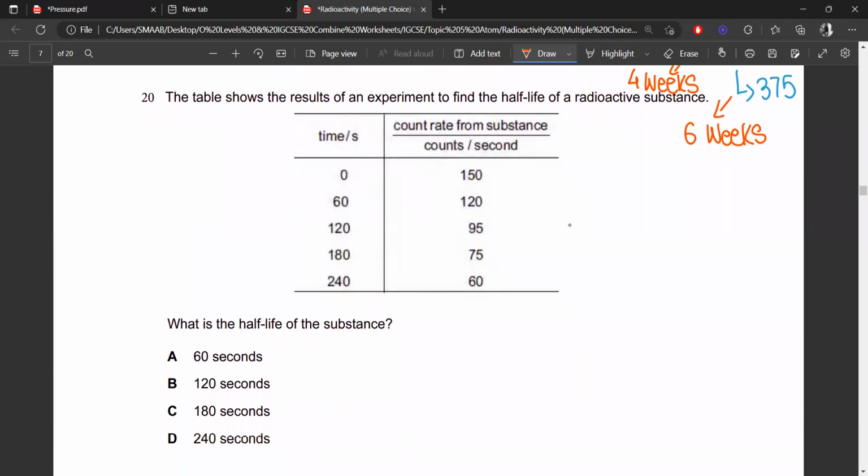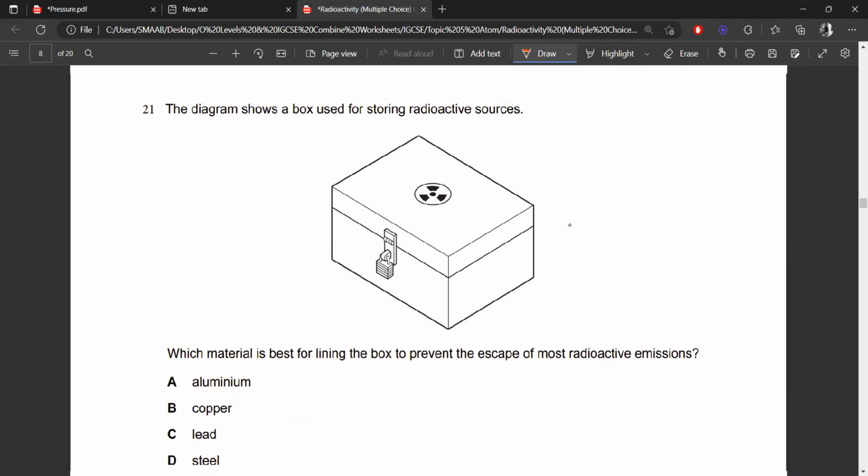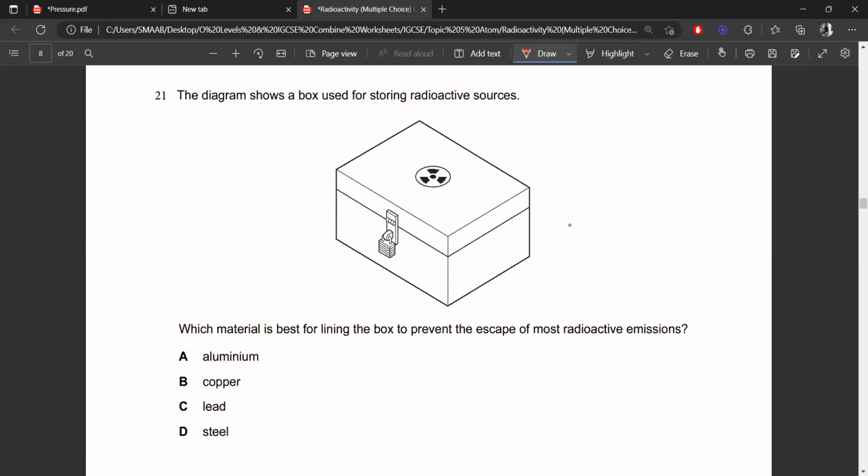Otherwise, the question is simple. Question number 20. Again, we have to find out the half-life. So that is also simple. It's 180 seconds. Yes, 180 seconds. That is C. Great.